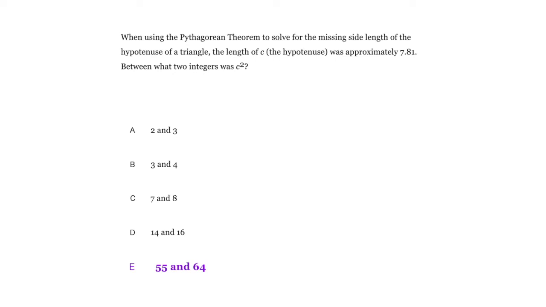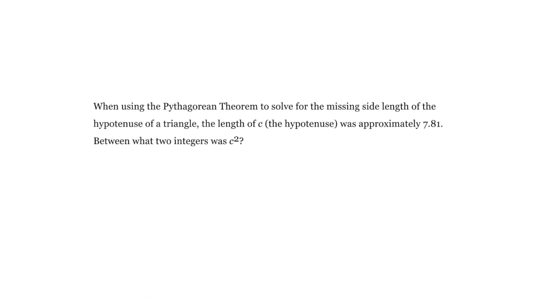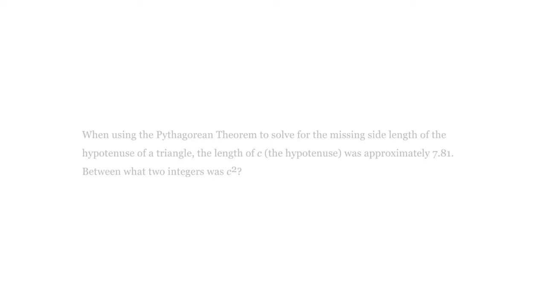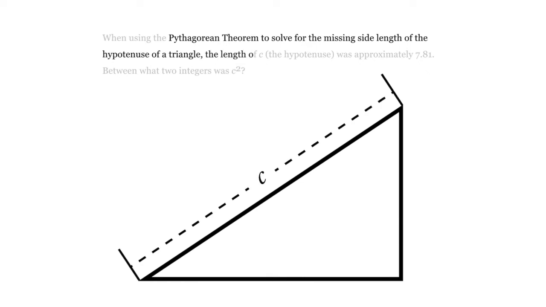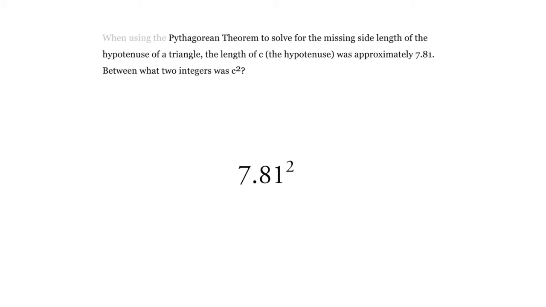It's probably a good opportunity to talk about the difference between the ACT and the SAT. What they're asking here is, okay, we have a Pythagorean theorem and we're going to solve for the missing side length of the hypotenuse of a triangle. The length c of the hypotenuse was approximately 7.81. Between what two integers was c squared? Well, really, it's just asking what's 7.81 squared.